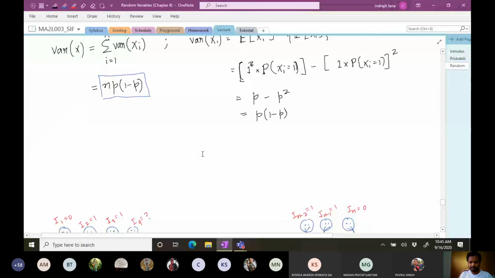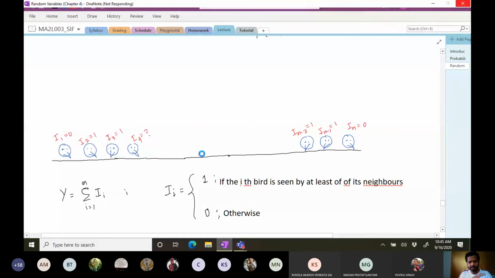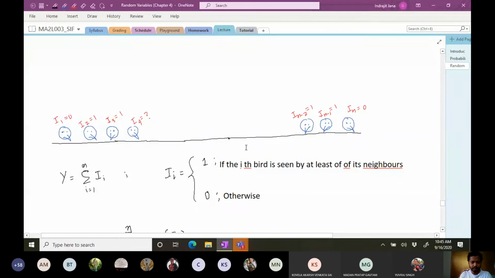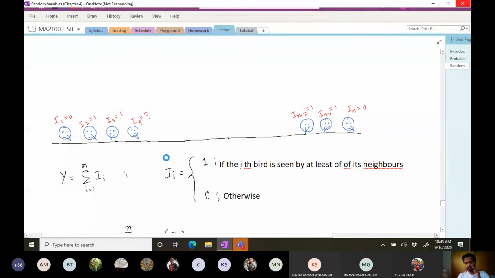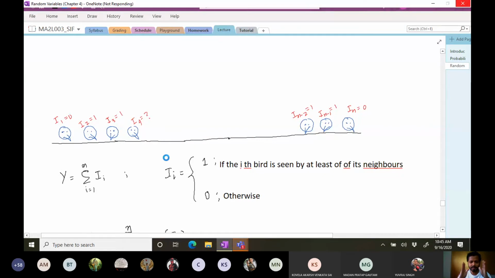So if I tell you the next example, it will be actually more clear. The next example is the BART problem, and I talked about this example in the expectation classes when I was doing expectation. So recall this problem. There are n BARTs sitting in a row. Each BART looks to the left or to its right with probability 1/2, and we count the number of BARTs who are seen by their immediate neighbors.